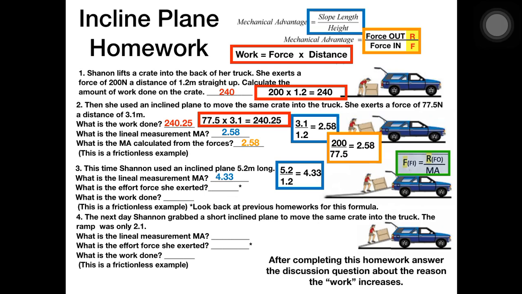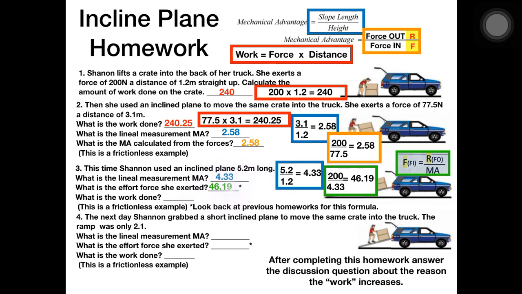We have the R, right? The R is the weight of the box. Mechanical advantage, we just figured out with the blue box. So we can figure out the F. 200 is the R. We know that from question number 1. Mechanical advantage is 4.33 because we just figured that out with a lineal measurement. Now we can figure out 200 divided by 4.33 equals 46.19 newtons of force is what she put into moving the box.